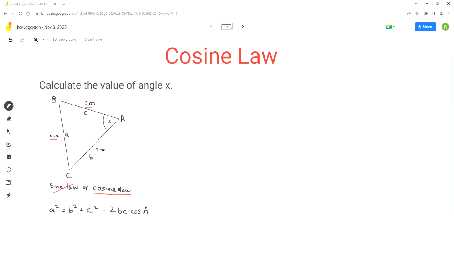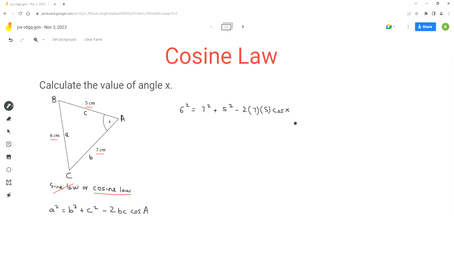So in this case, cos of angle A is basically the cos of angle X. There's a very important step you have to keep in mind, that the angle being used in the equation should be the one opposite to the side that's written on the left side of this equation. Now we can sub in the values. So we know that A is equal to 6, so 6 squared equals 7 squared plus 5 squared minus 2 times 7 times 5 times cosine of x.